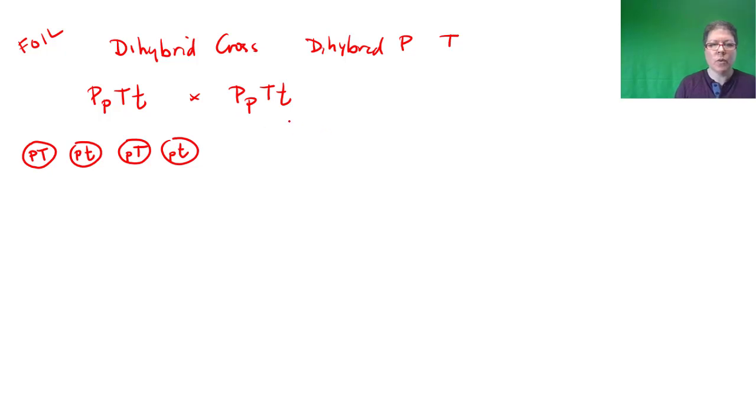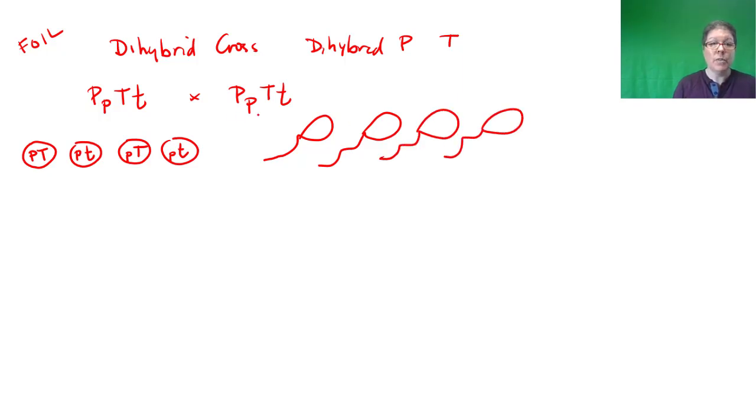Now this individual, we're going to have it be spermies. Same thing. First, big P, big T. Outside, big P, little t. Inside, little p, big T. And last, little p, little t. Now we're going to put this on a Punnett square.